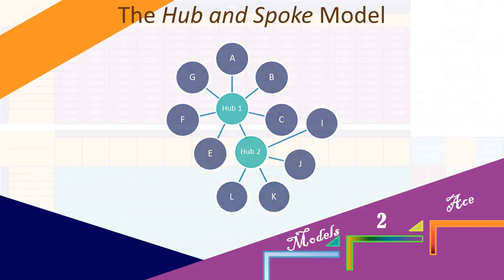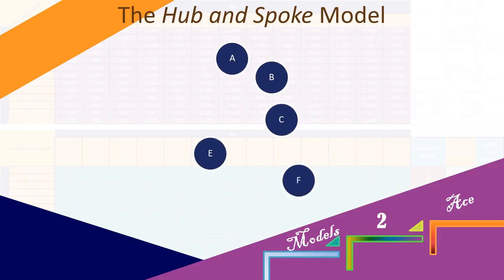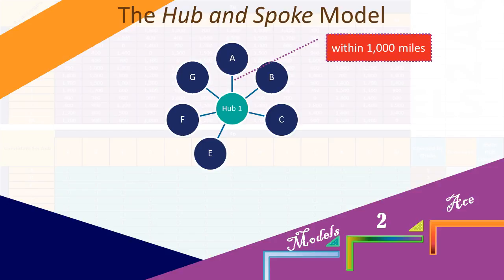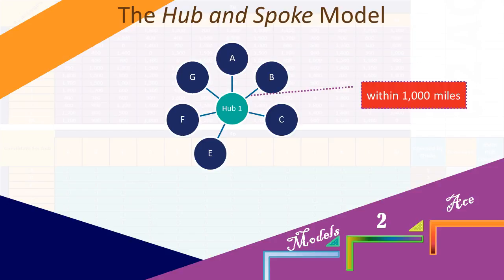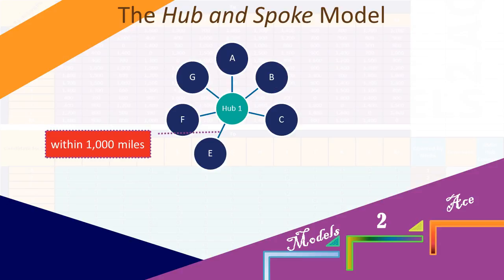There are 6 nodes, labeled A, B, C, E, F and G. These form a cluster of nodes. Though there exist direct routes between each pair, it would be prohibitive to dedicate flights for each pair of routes. So, these 6 nodes get connected to a hub, labeled Hub 1. This hub is used for connecting flights to and from nodes within a threshold of 1,000 miles of the hub. This restriction is made from the point of view of reducing a passenger's time on flight.